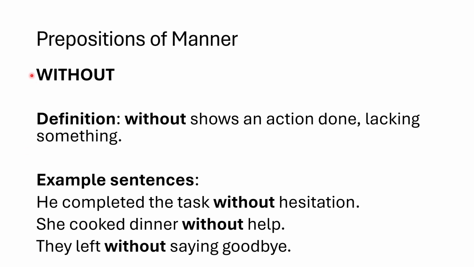Here is the preposition without. This is the definition. Without shows an action done, lacking something. Listen to the example sentences. He completed the task without hesitation. She cooked dinner without help. They left without saying goodbye.